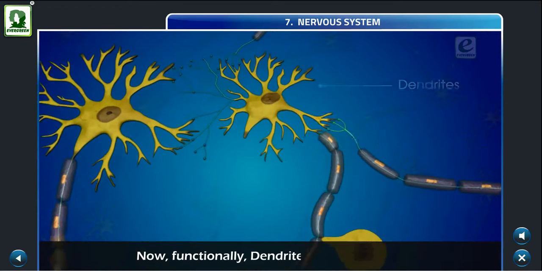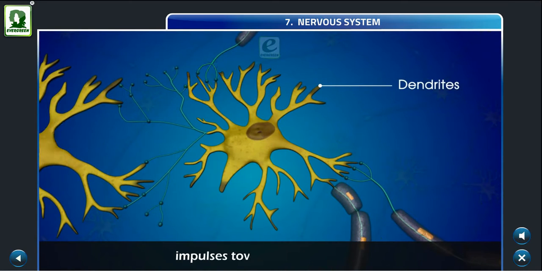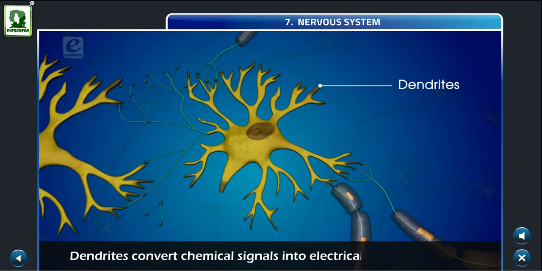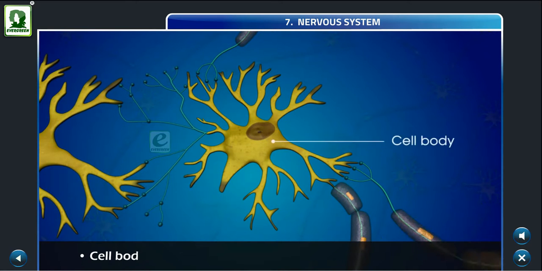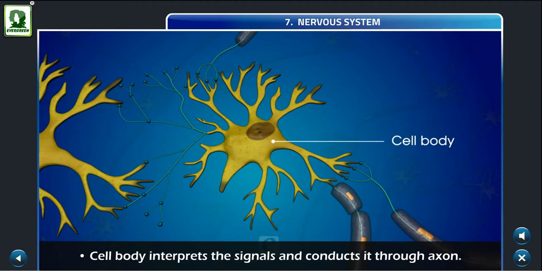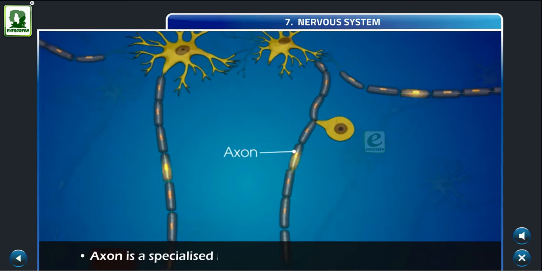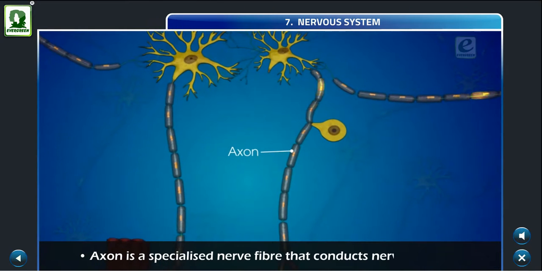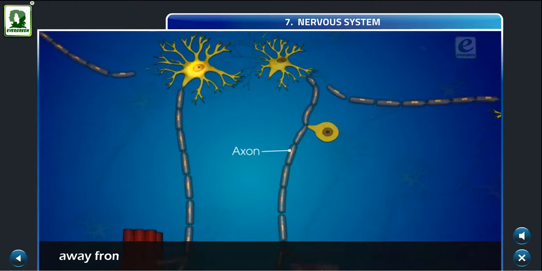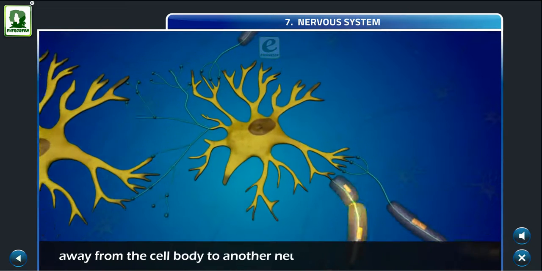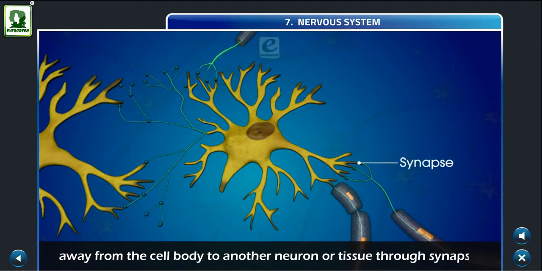Now, functionally, dendrites carry the nerve impulses towards the cell body. Dendrites convert chemical signals into electrical signals, that is, impulse. Cell body interprets the signals and conducts it through axon. Axon is a specialized nerve fiber that conducts nerve impulses away from the cell body to another neuron or tissue through synapse.